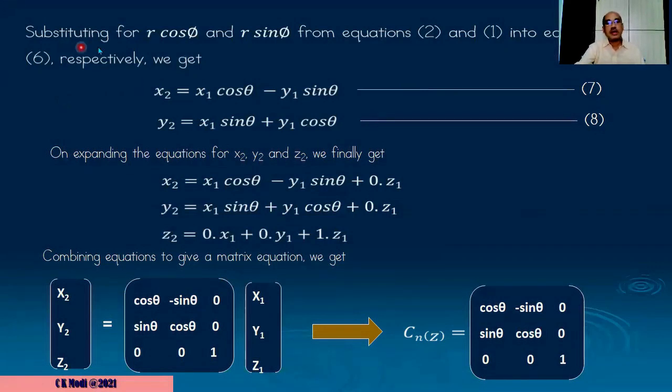Now substituting the value of r cos phi and r sin phi from equation number 2 and 1 into equation number 5 and 6 respectively, we get the simplified value: x2 is equal to x1 cos phi minus y1 sin phi, and y2 is equal to x1 sin phi plus y1 cos phi. This is equation number 7 and 8.